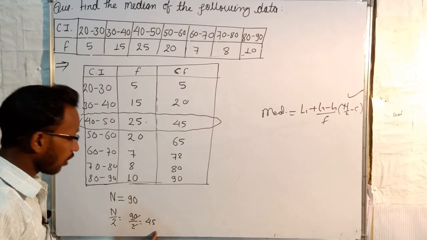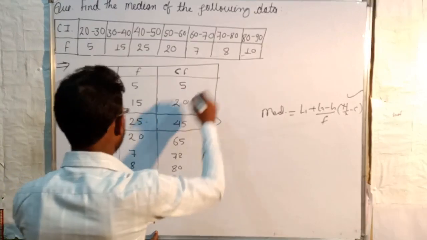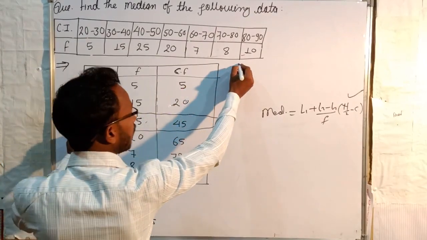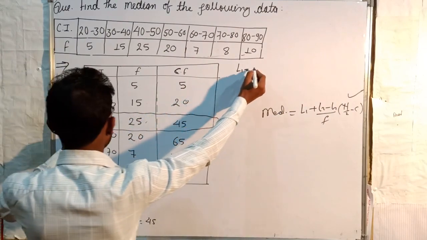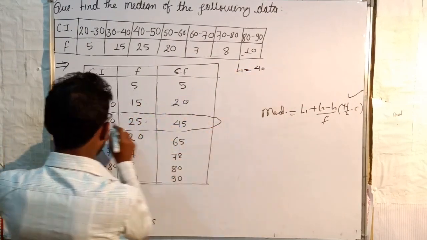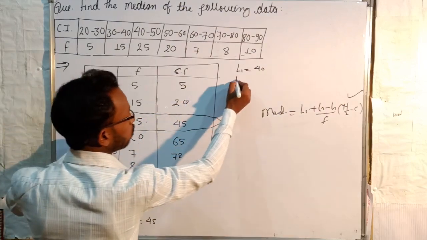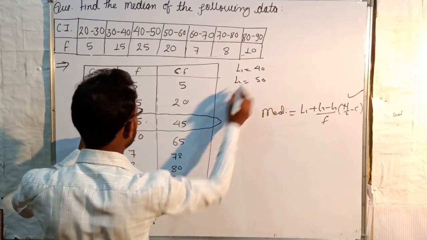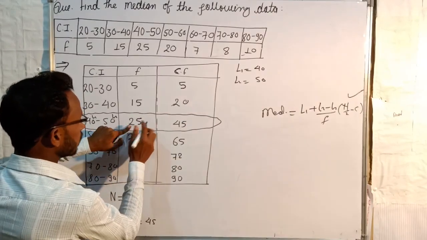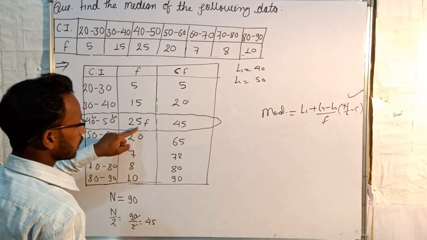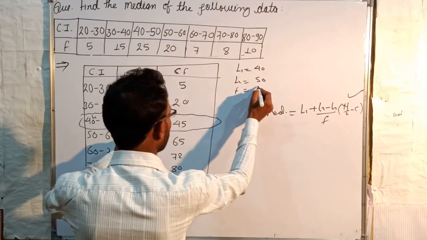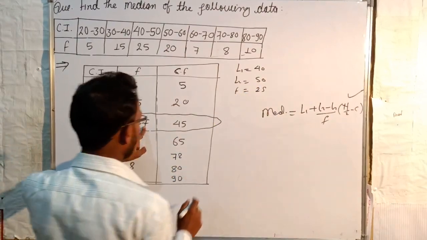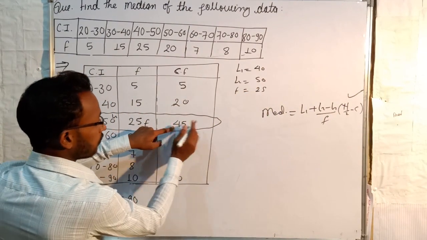N by 2 is already clear. Now you will have to find L1. This is L1. L1 is 40, and this is L2. L2 is equal to 50. This is F. F is equal to 25.